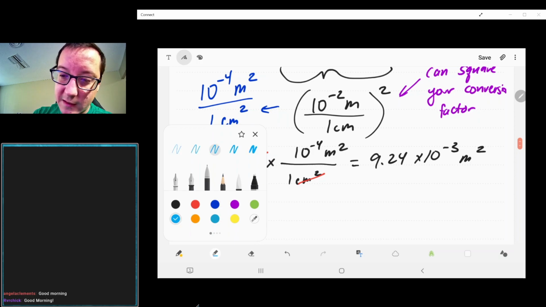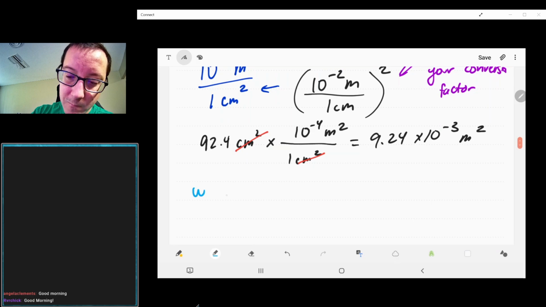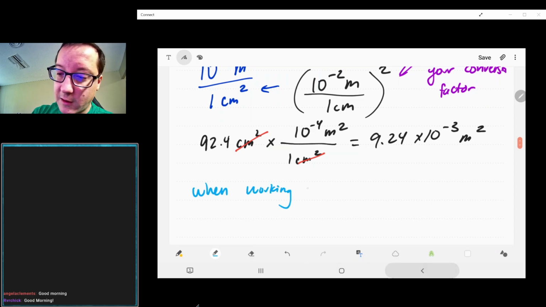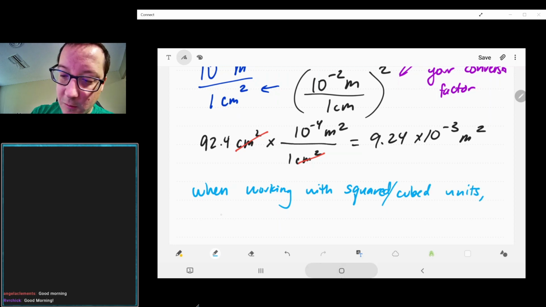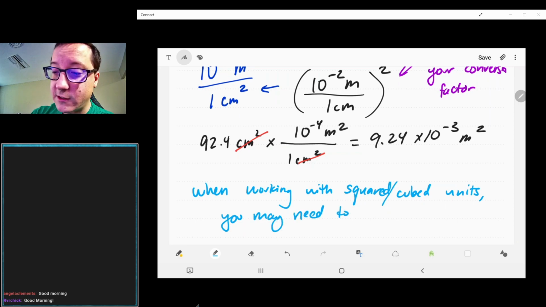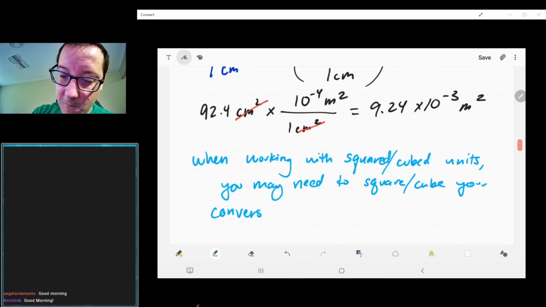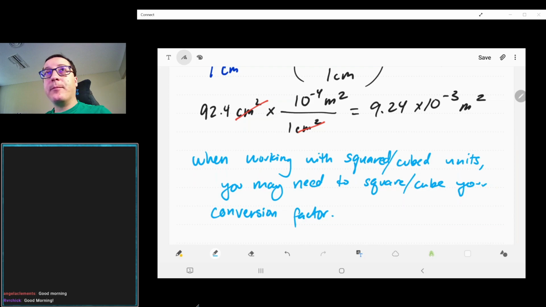So how about we write this in light blue? So when working with squared or cubed units, you may need to square or cube your conversion factor. Notice that I'm saying may here. I'm going to show you in just a second why we have to indicate may.